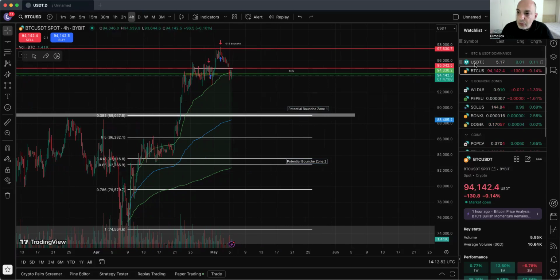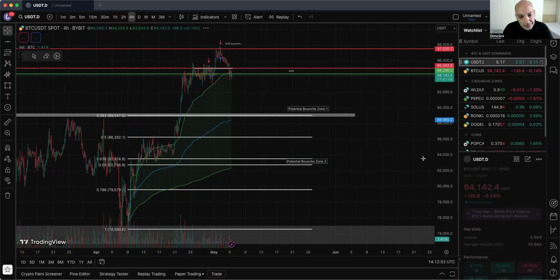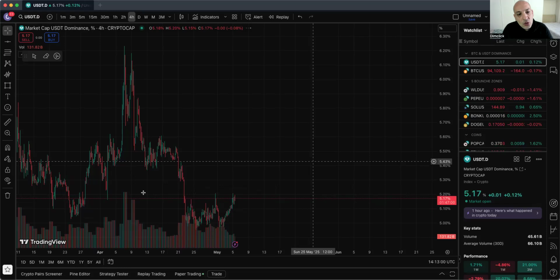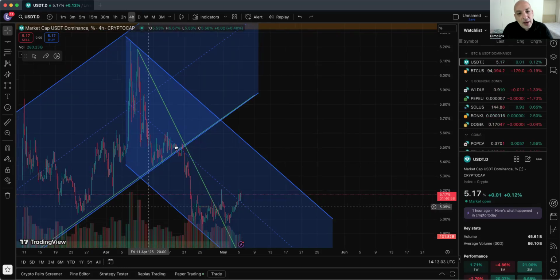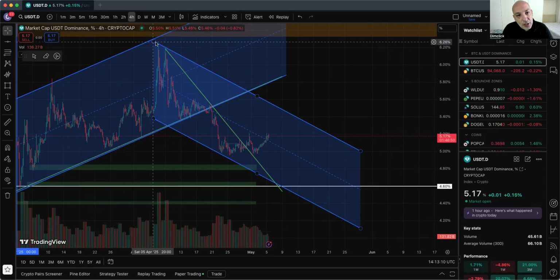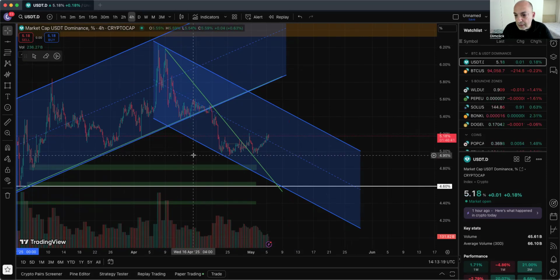Another thing I want to show you is USDT dominance. USDT dominance is very important because it shows you what happens in general in the market. For me, USDT dominance is in a downtrend and in this parallel channel. Here at this level, let's say at 5%, it is ranging, and that's why the last days the market is very choppy.